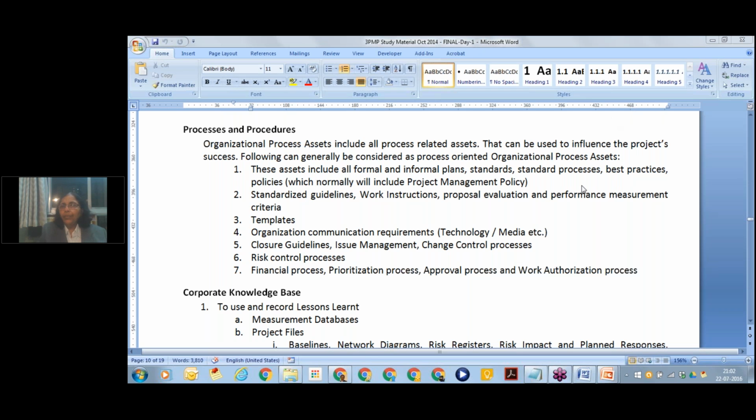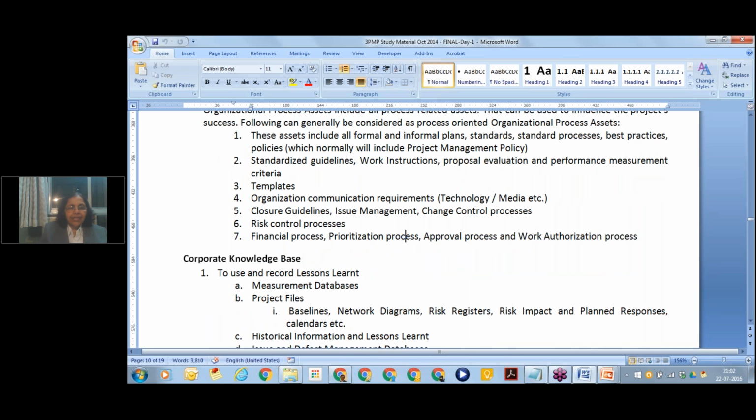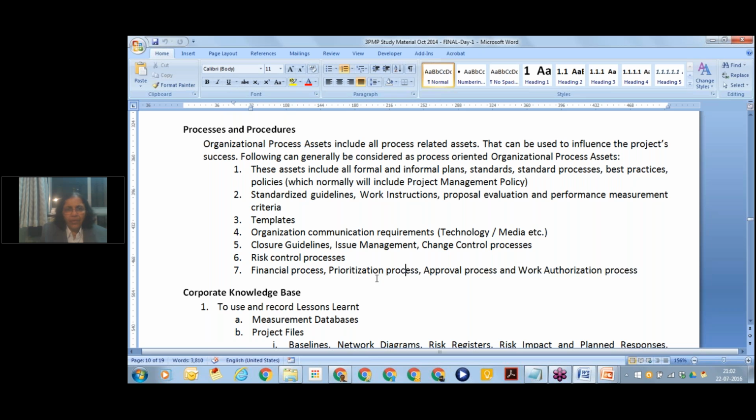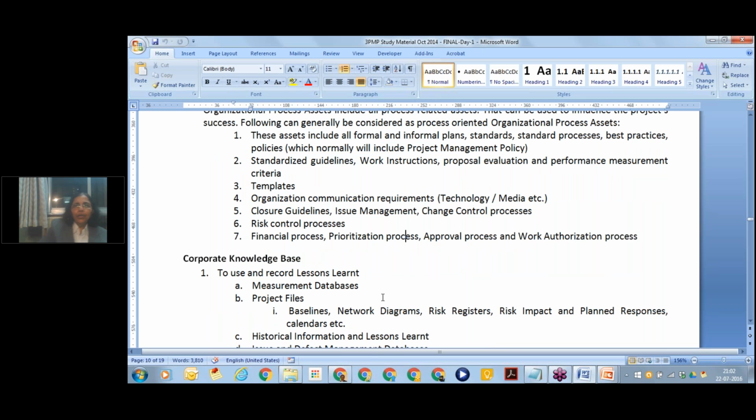Okay, thank you. So again, please go through this, including the corporate knowledge base. Whatever knowledge-related things, if you have developed a new configuration, a new way to develop something, or a new way to create a deliverable, that is your organization's property. So that is your OPA. Do have a look at this. These are examples, nothing more. It doesn't say that these are the only OPAs. This is just giving you examples of what can be your OPAs.